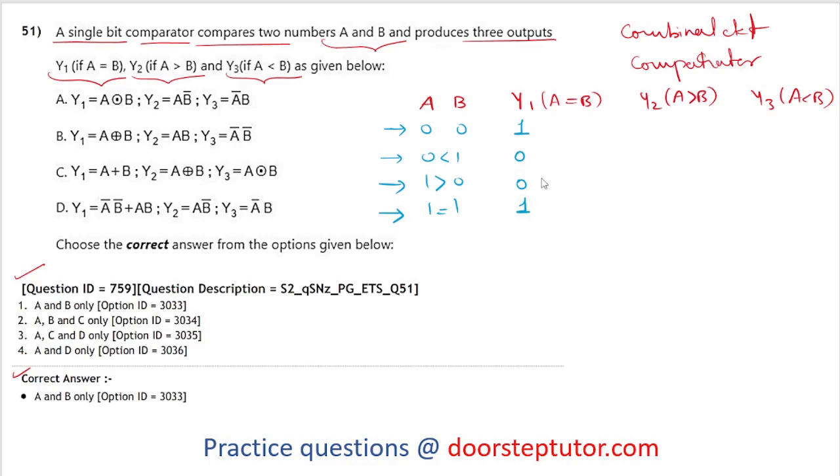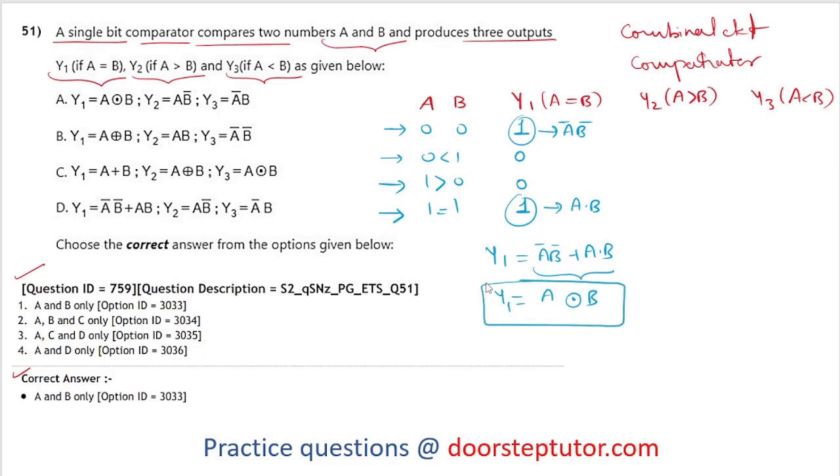According to that, if we write the logical expression for Y1, this stands for A bar B bar, and this stands for the minterm A into B. So the expression for Y1 will be A bar B bar plus AB. We can write Y1 as a summation of these minterms, that is A bar B bar plus AB, which is nothing but the expression of an XNOR gate. So Y1 will be equal to A XNOR B.